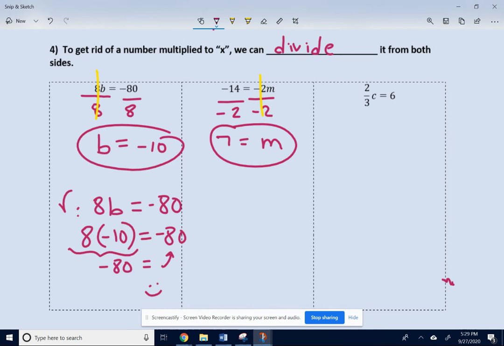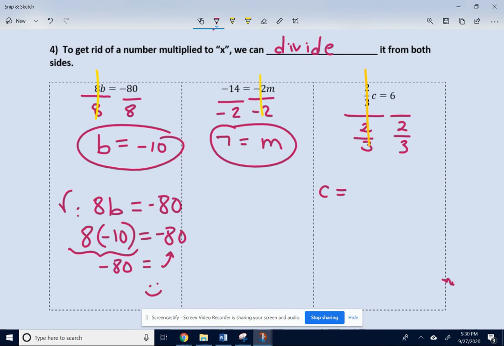Okay, the third one's a little trickier. We have 2/3 times c is equal to 6. We want to get rid of the multiplied 2/3. So we're going to divide by 2/3. Don't let this scare you. Remember, we can do hard things. Okay, the 2/3 and the 2/3 go out. We're left with c. Give myself some more room. c is equal to 6 divided by 2/3.